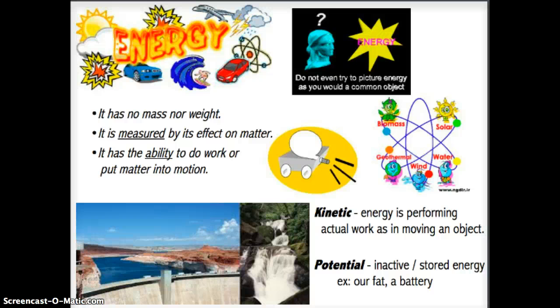Kinetic energy is energy that is performing work right now, like moving an object, or the water coming down the river or the waterfall. Potential energy is energy that's inactive, that is stored, but that can be easily used and transformed into kinetic energy. In the water situation, it can be a dam that's holding the water back, and we let it go when we want to make some energy. In our body, that can be fat reserves.